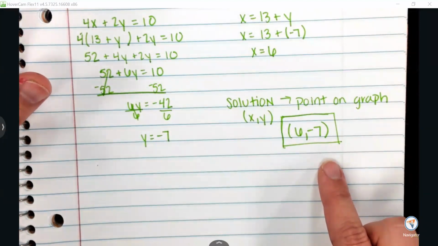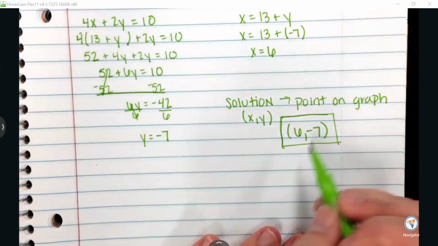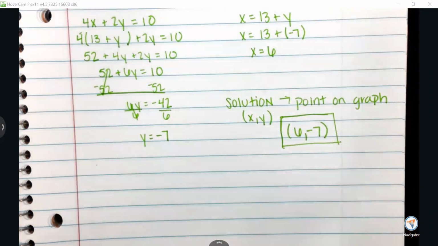Questions? Your final answer would be written as a point, unless I specifically said, what's the value of x? What would you tell me your answer is? So you gotta read the question, okay?